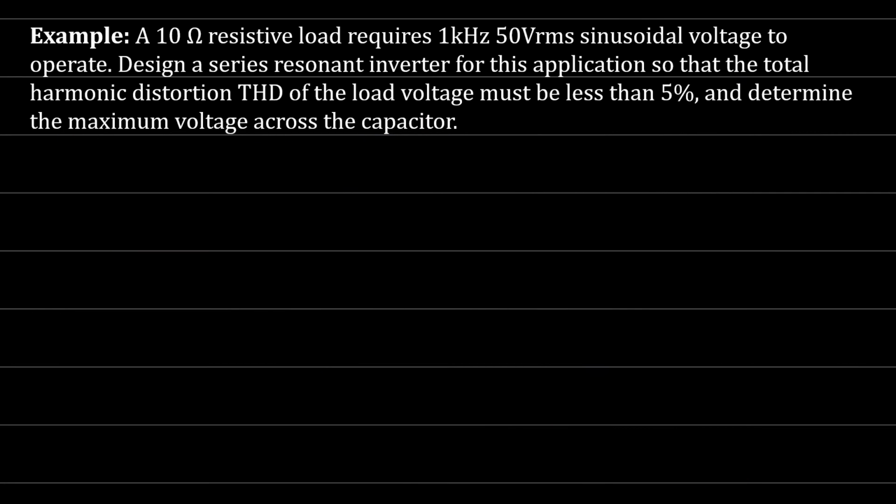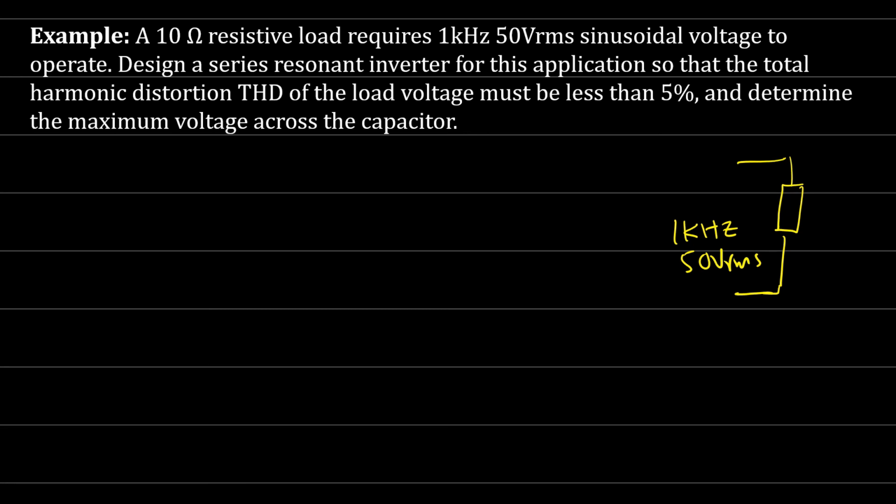The example says we have a 10 ohm resistive load, and this resistive load requires a 1 kilohertz, 50 volt RMS sinusoidal voltage to operate. So we have a resistive load that can operate at 1 kilohertz and 50 volt RMS. The question says design a series resonant inverter for this application so that the total harmonic distortion of the load voltage must be less than 5%, and determine the maximum voltage across the capacitor. How to solve this question?